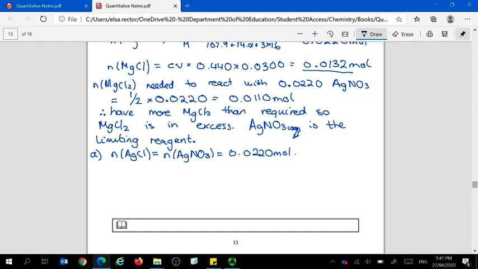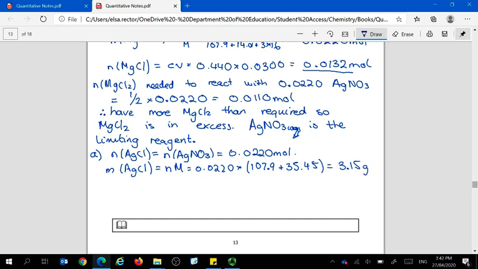Now, what mass of silver chloride is formed? So the mass of silver chloride is just going to be the number of moles times the molar mass. So the number of moles times the molar mass is 0.0220 times the molar mass. So we've got silver 107.9 plus chlorine 35.45. And if you put that in your calculator, you'll get 3.15 grams produced.